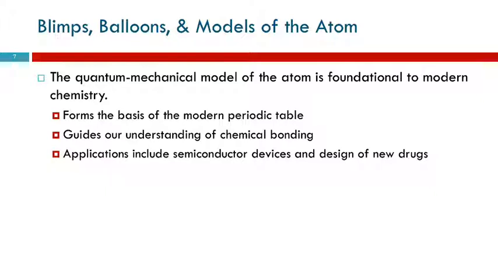It's the basis of the modern periodic table. It helps us to understand chemical bonding. And because of this model, we can discover new uses for existing substances, and we can also discover new substances and new uses for them.